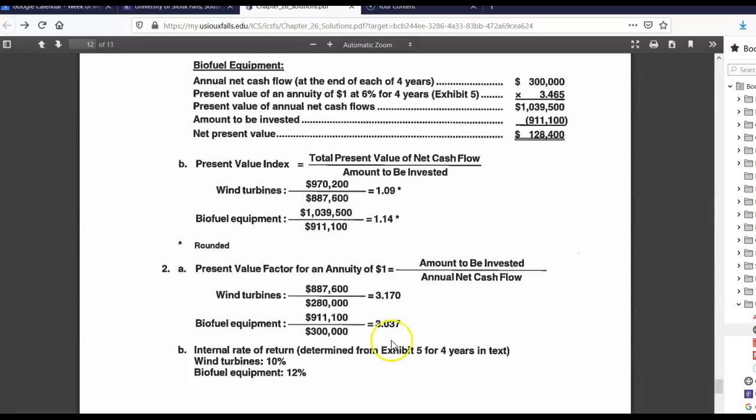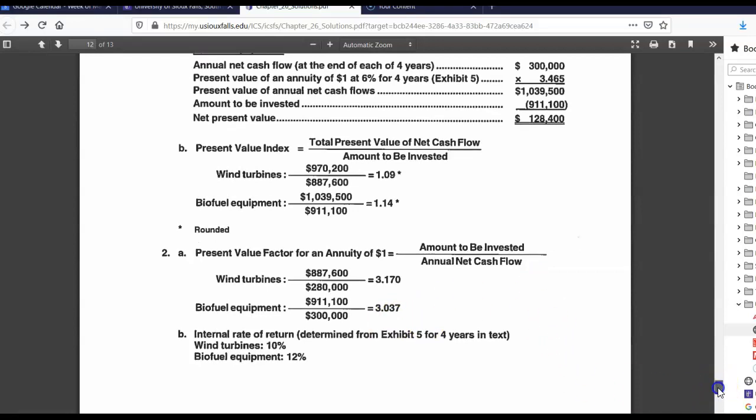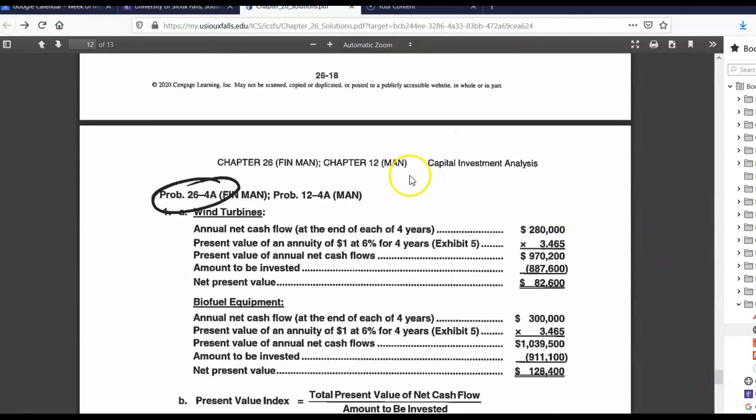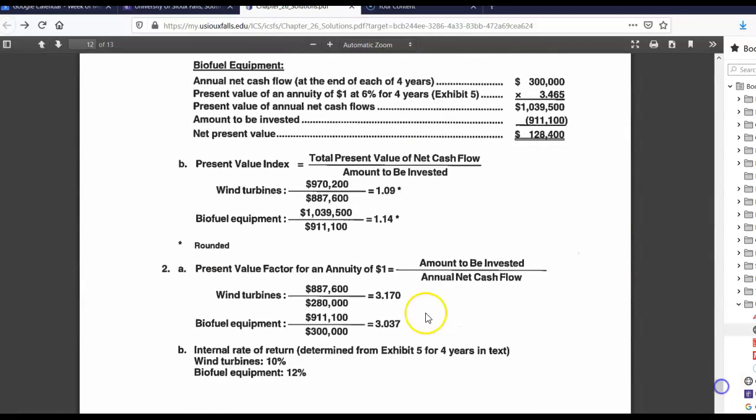So in this problem, what you really need to remember is right here, know how to do the net present values, of course, and right here, the present value factor, and then getting to the internal rate of return. This part B here, you don't need to worry about that. You'll need to do something like that on Cengage, so make sure you understand that, but you will not be tested over on the present value index. And the only reason why it's on Cengage is because it's in this problem.